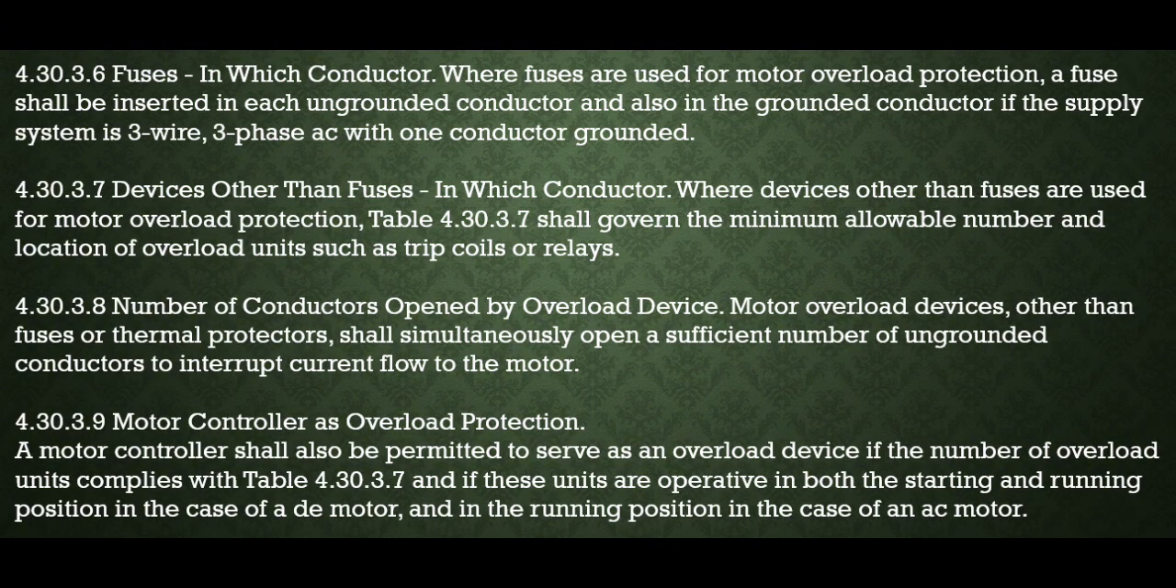When using fuses for motor overload protection, place a fuse in each ungrounded conductor and also in the grounded conductor for 3-wire 3-phase AC systems with one conductor grounded. And for non-fuse overload devices, Table 4.30.3.7 dictates the number and location of overload units. Overload devices, excluding fuses or thermal protectors, should simultaneously open enough ungrounded conductors to stop the current flow.